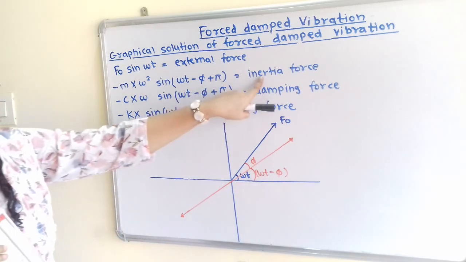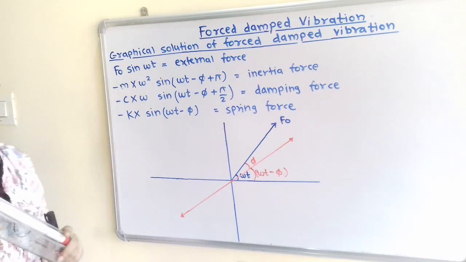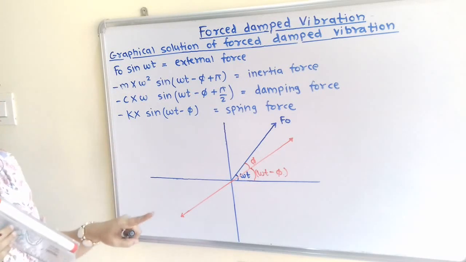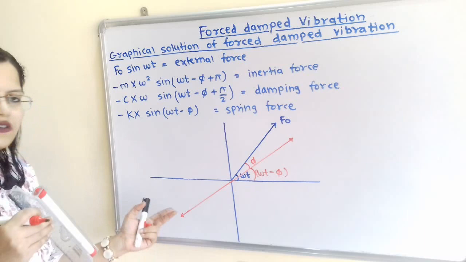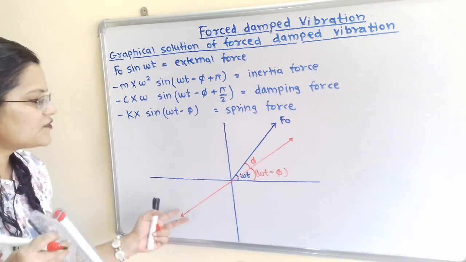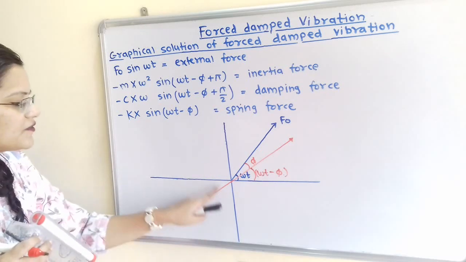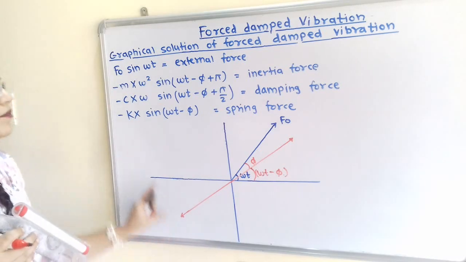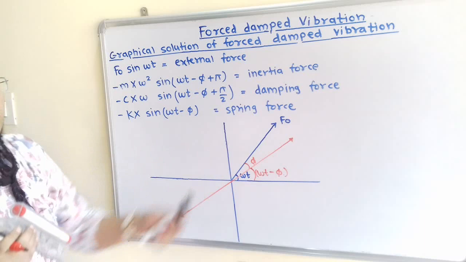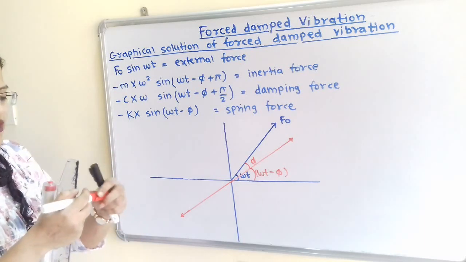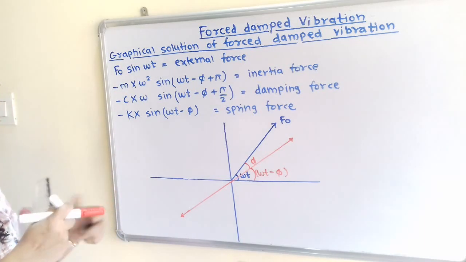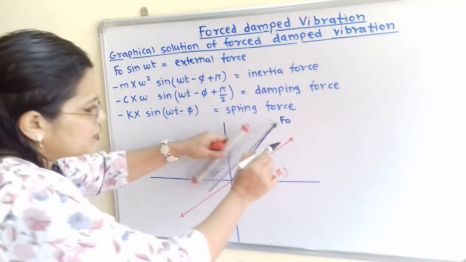Now if we observe this inertia force, it has a negative sign. So for this negative sign we have to take this force exactly in the opposite direction. Initially this force is in the third quadrant, but because of the negative sign we have to draw this in the first quadrant and in the opposite direction. So I will show here the inertia force.